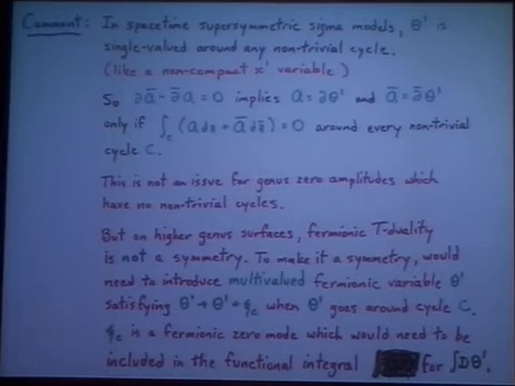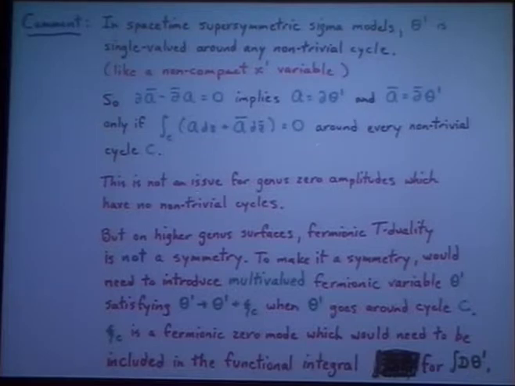So again, if one is just looking at tree amplitudes, genus 0 amplitudes, where there are no non-trivial cycles, this is not an issue. So there's no problem with doing this fermionic T-duality if you're concentrating on genus 0 amplitudes. But on higher genus surfaces, this is not a T-duality, this is not a symmetry. So you can't do this, because you can have obstructions.